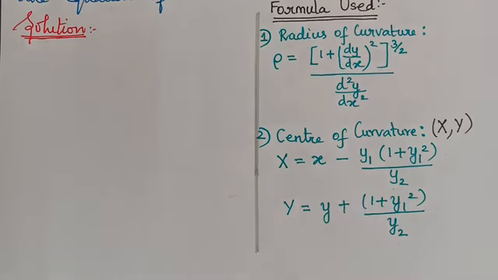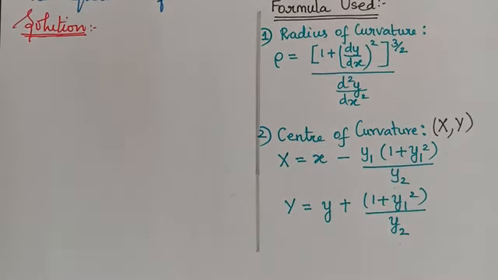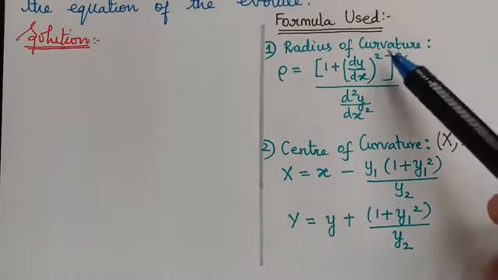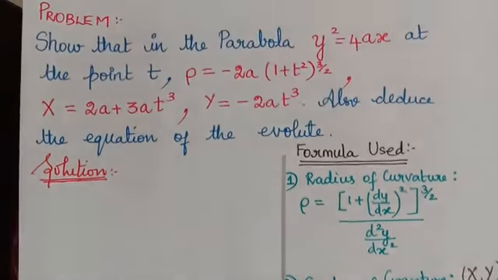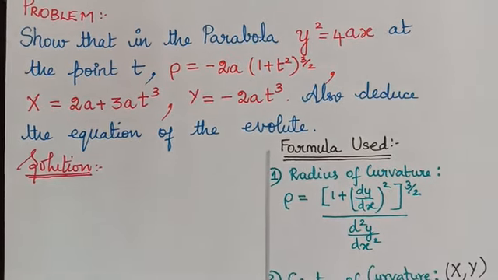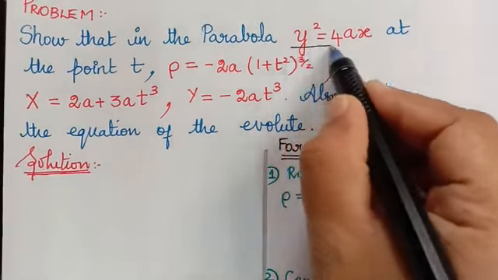Now here in this video we are going to learn a new concept called evolute. So all these three we are going to find for a parabola. Now here it is given that the equation of the parabola is y squared equal to 4ax.